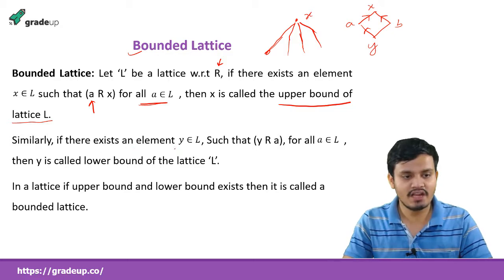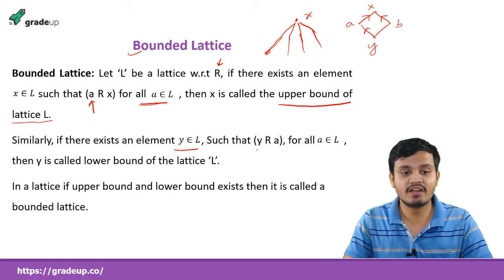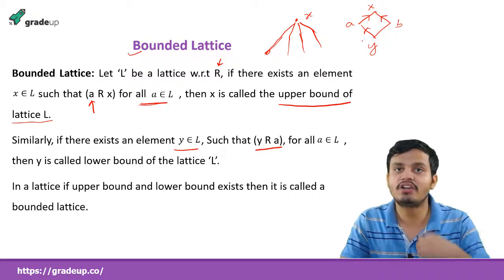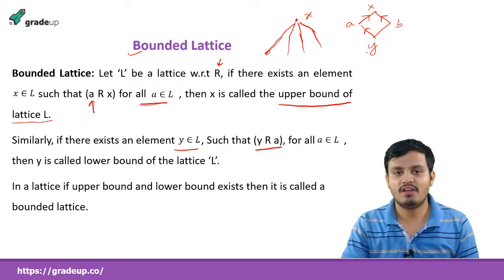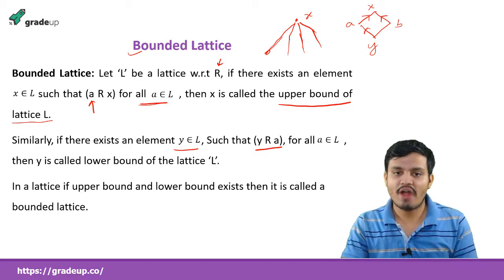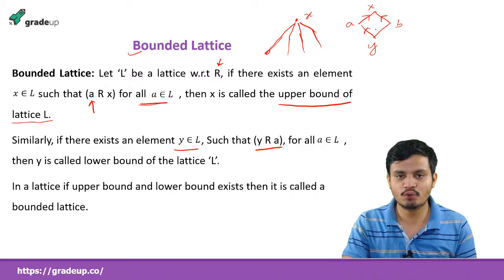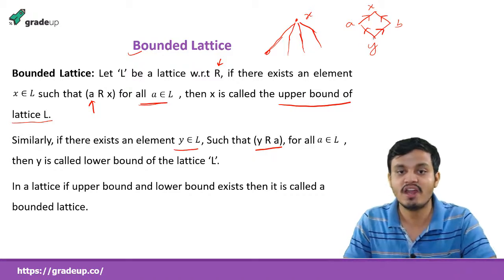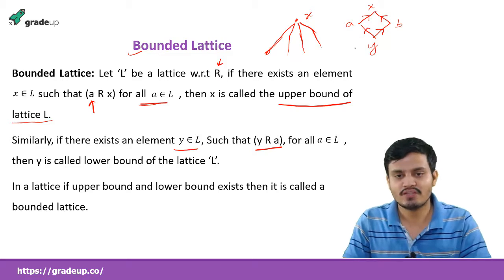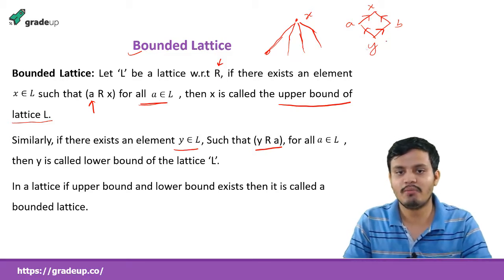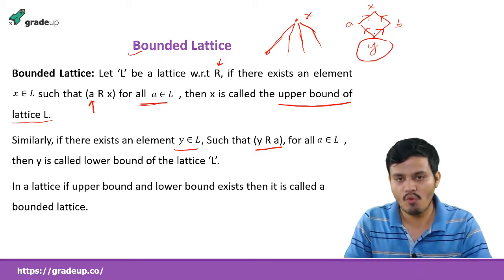If there exists an element Y belonging to L such that Y is related to A, so this element should be related to every other element. How is it relating? Let's see. Y is related to A. Okay, directly seen from the Hasse diagram. Y is related to B. Yes, it is directly also seen. Y is related to X. I told you how it is related. So yes, Y is related to every other element. Then Y will become the lower bound.